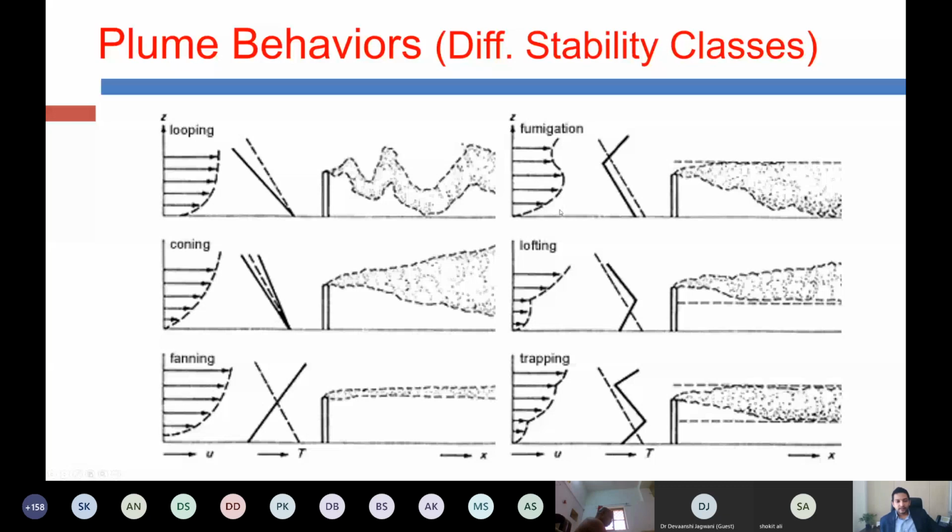The ideal situation is lofting, when the emissions do not come to the ground and affect the human population. But where we can see fumigation, the plume is not traveling far, and all this plume is coming to the ground surface, and this will impact the human population. Fanning is also one of the ideal scenarios, and trapping also results in better dispersion.